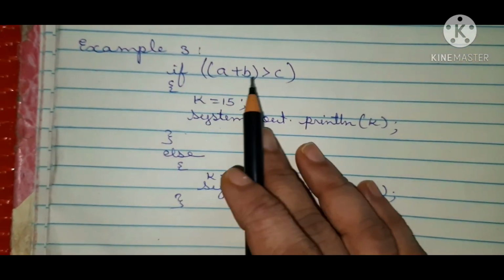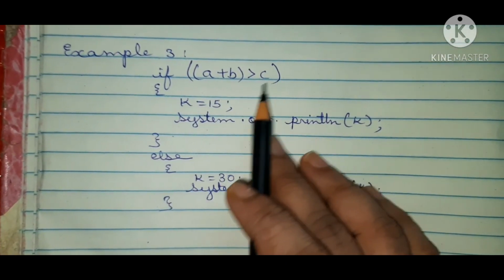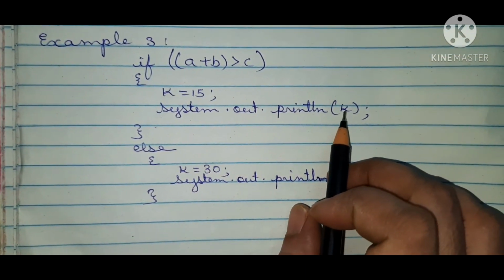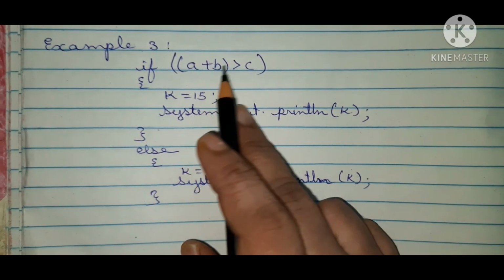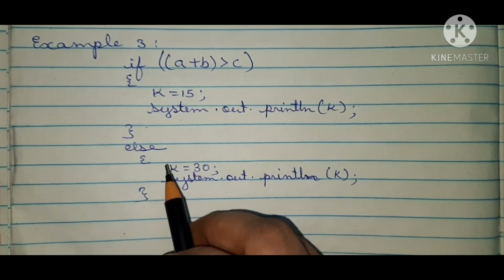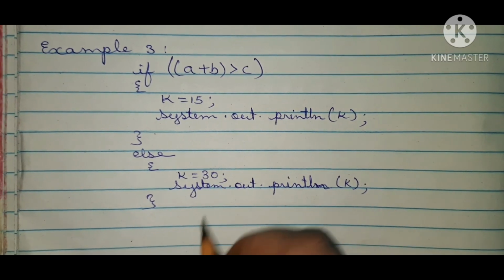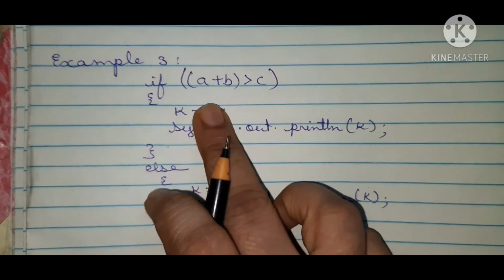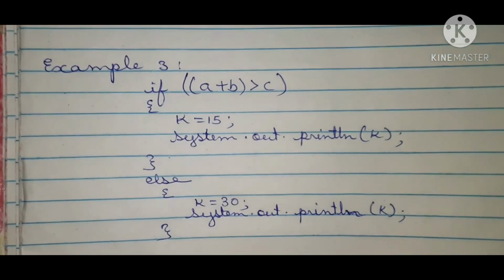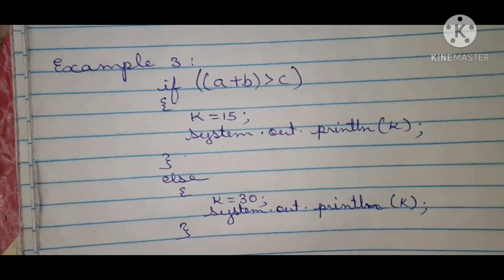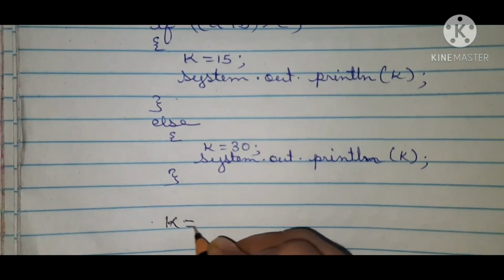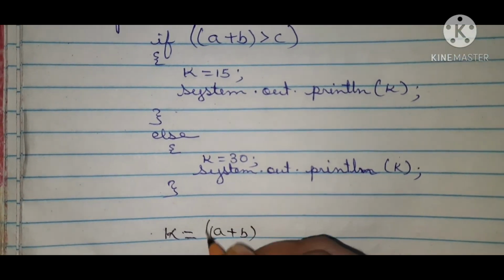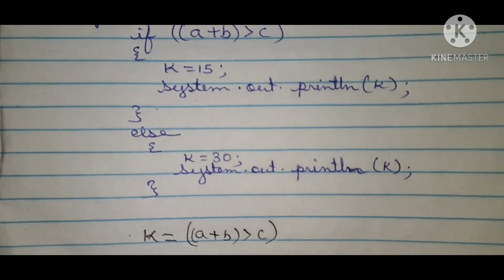Next example: if a plus b is greater than c, then the k value will be 15, and then we display the value of k. And if the condition is false, a plus b is less than c, then we come to the else part, and the k value will be 30, and display. So here we are going to store the value in k. So we'll write k equal to, then we'll give the condition a plus b is greater than c.